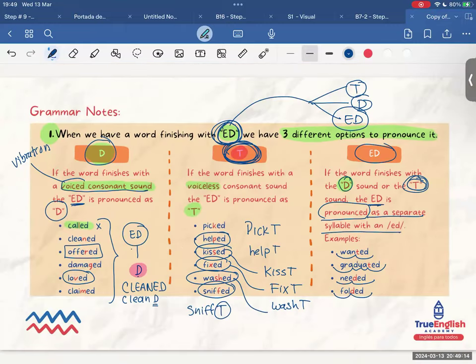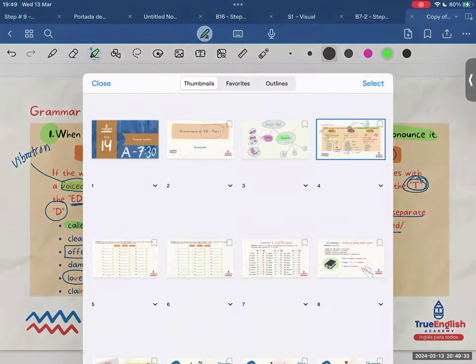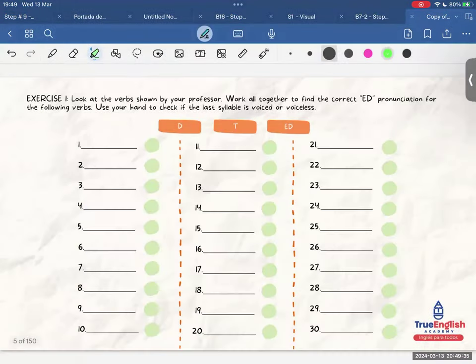So, vibration? D. No vibration? T. And termination with D and T, obviously? ED. Okie dokie. Let's see. We have this exercise.